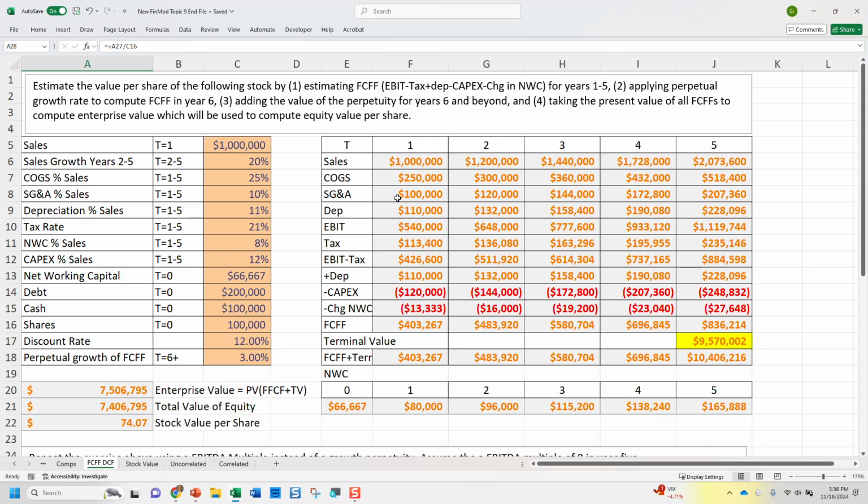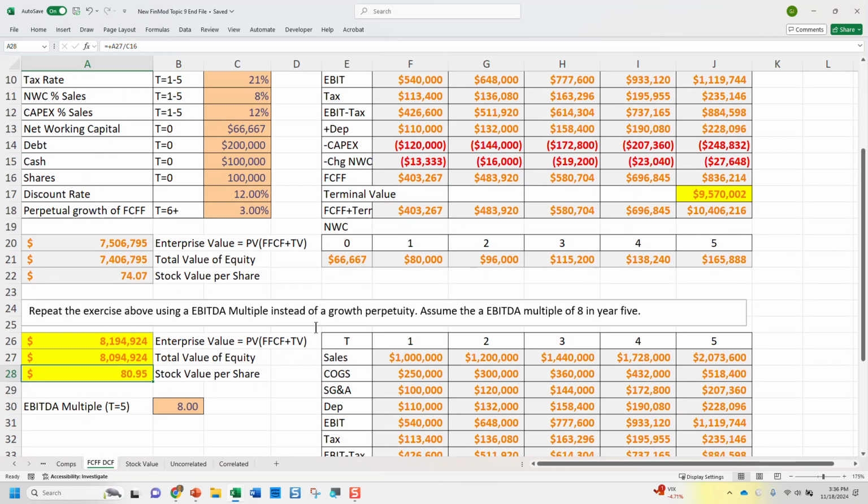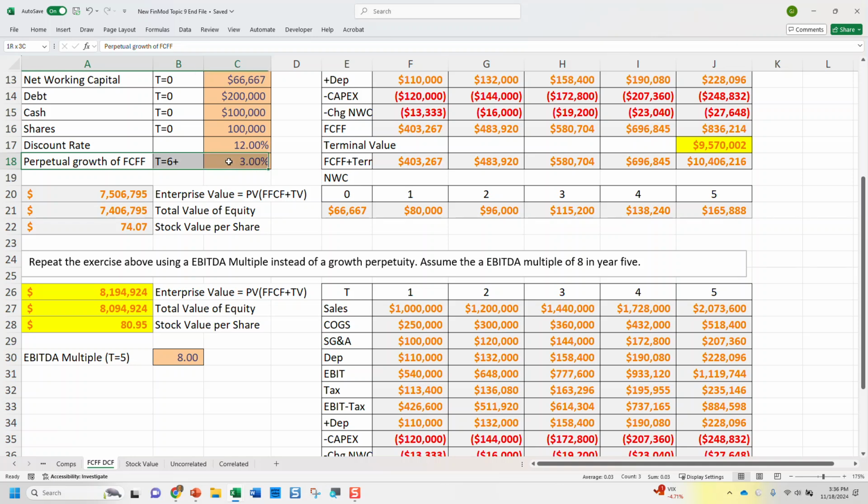You can certainly build out lots more details and go out more years if you thought that growth is going to be maybe above the growth of the economy. I'll talk about this perpetual growth rate number. So the question always comes up, do I do the estimation for 5, 10, 20 years and then do a growth perpetuity number?